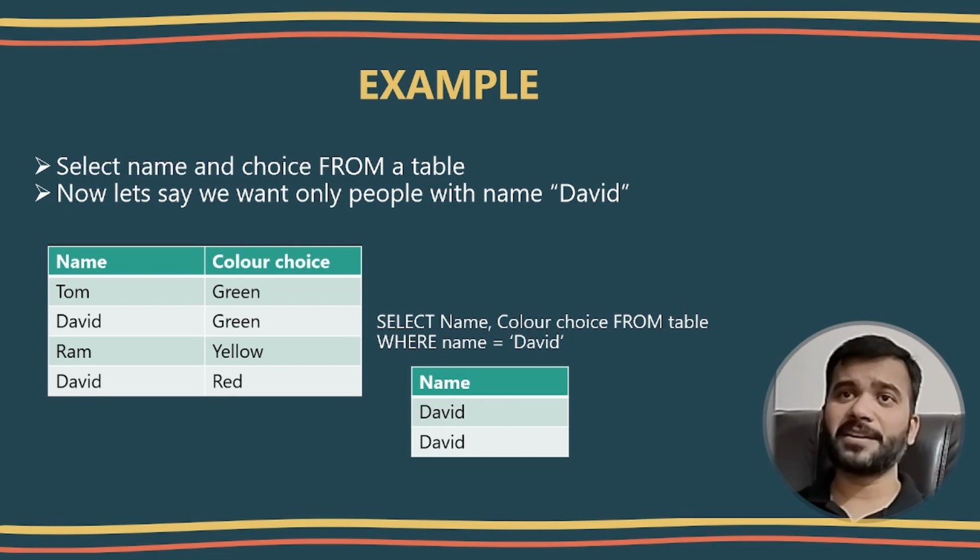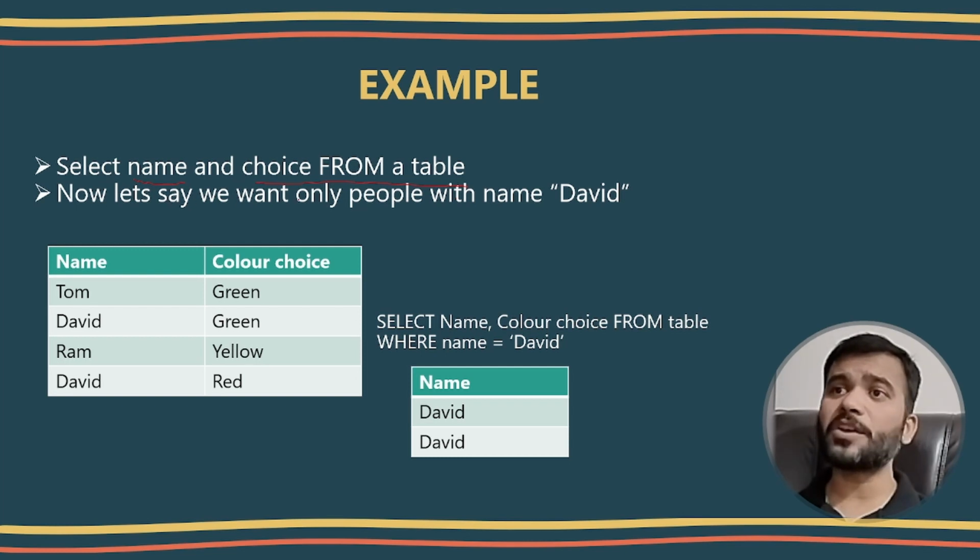Now for example, let's take an example. Select name and the color choice from a table. If you have seen my tutorial 4, I have taken the same example, same table, basically name and their color choice. Okay, so first question is here, select name and choice from the table.